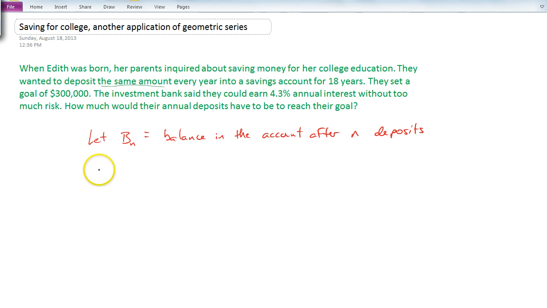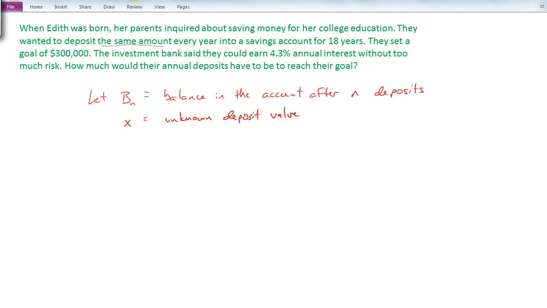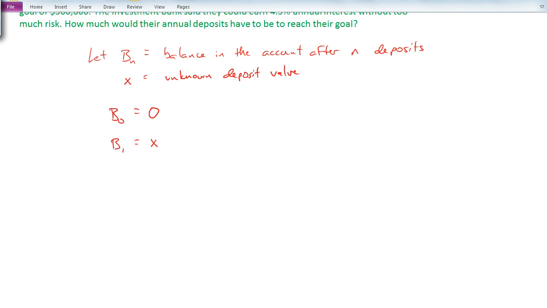We're just going to start by writing out the first couple of terms. B sub 0, after 0 deposits, we have $0. B sub 1, after the first deposit, we're going to say that, well, sorry, I forgot to define one variable. Let x equal the unknown deposit value. So each deposit has value x. Again, B sub 0 is equal to 0. We haven't made any deposits. B sub 1 is going to equal x. No interest has happened yet because we just made the first deposit.